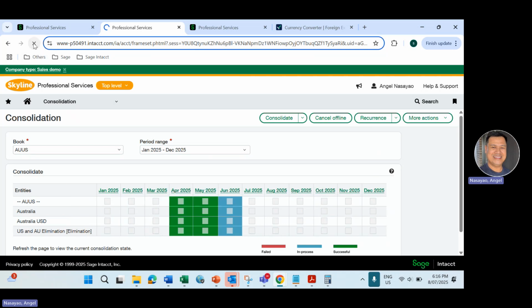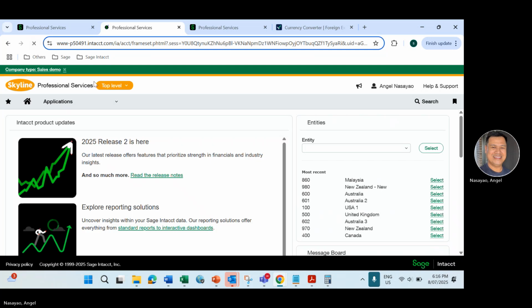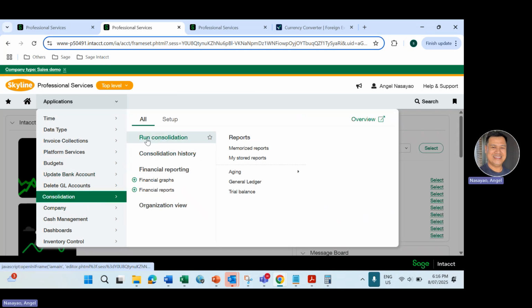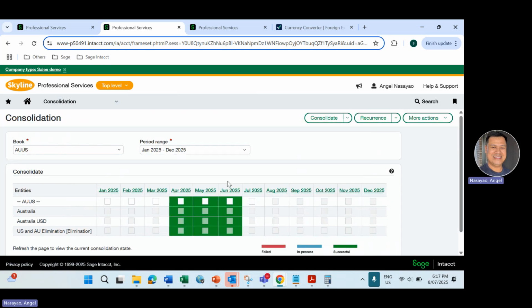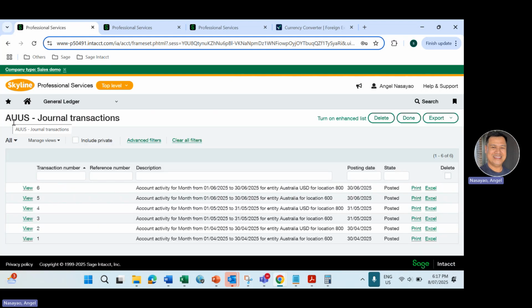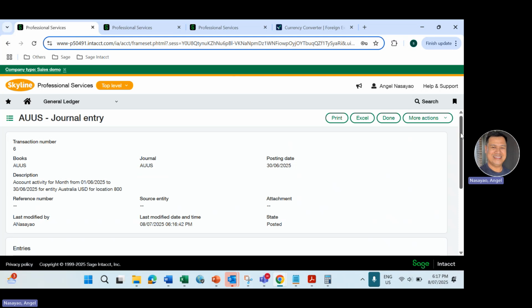All right, looks like it's doing something. Let's have a look here again. We have consolidation, run consolidation, and it should default to the one that I've run. Anyway, it's green now. Let's have a look at the journal entry created, especially for June for entity 800. All right, let's have a look here. This one. All right, so what can we see here?